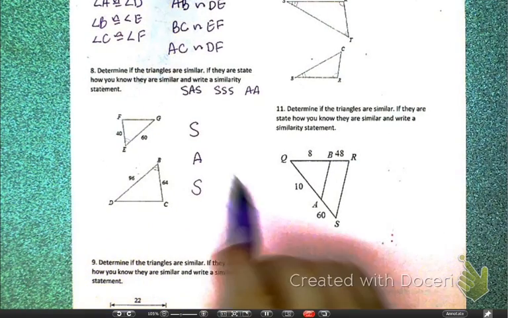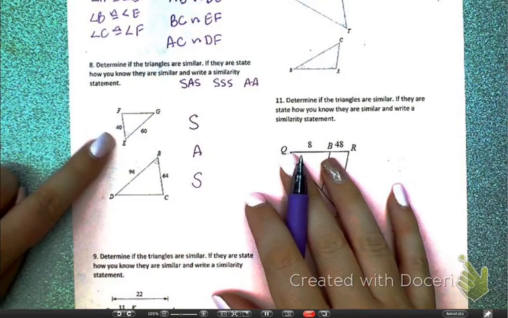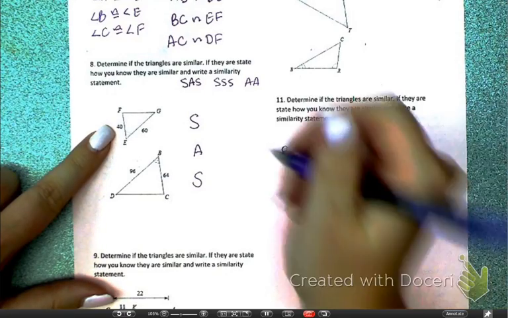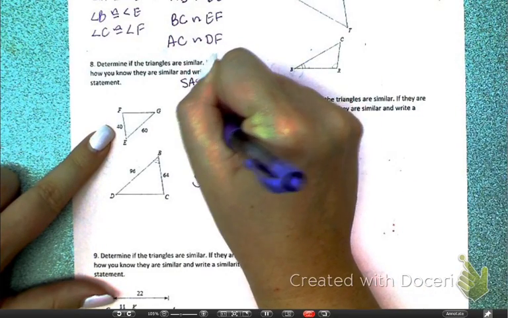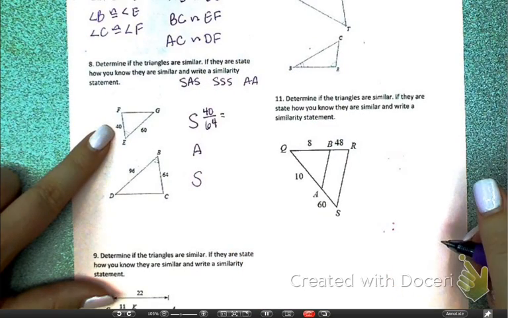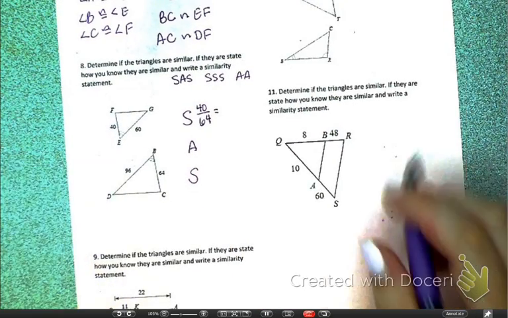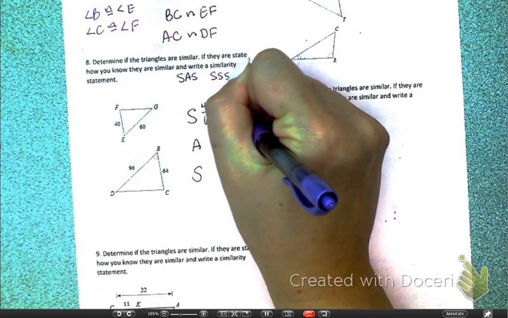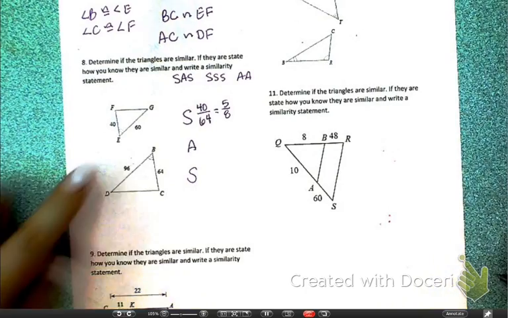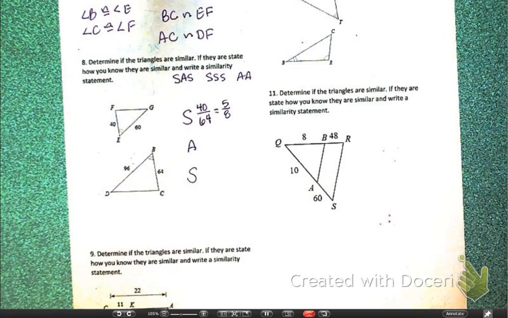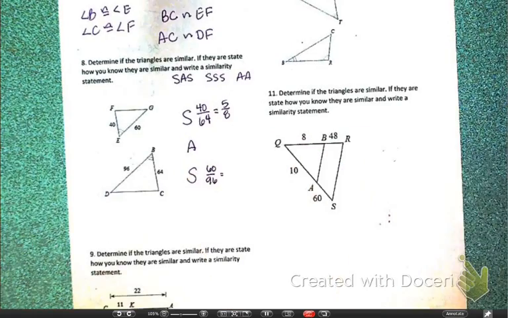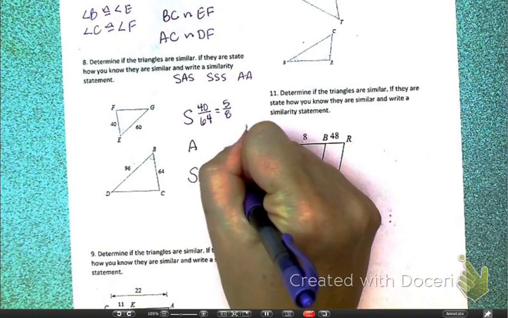So I need to compare a side. So for instance, what would 40 compare to in the bigger triangle? 40 and 64. And does 40 over 64 reduce? Yes? By 8, so 5 over 8. Okay, let's do the other side. What's the other side? 60 over 96. And what does that reduce by? 12, which is 5 over 8.